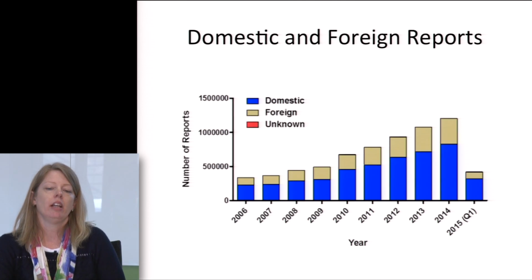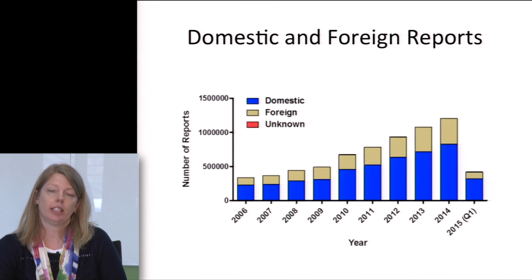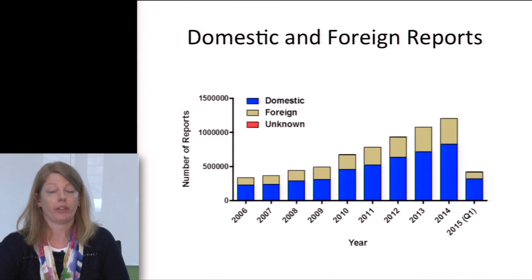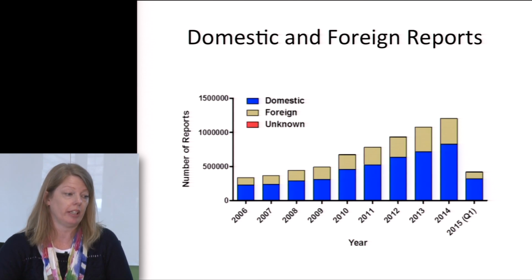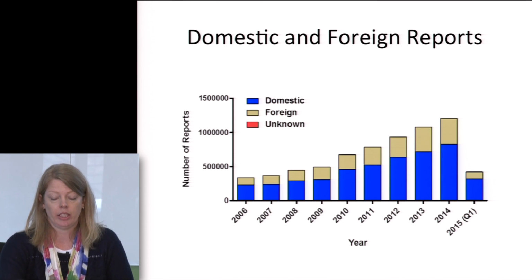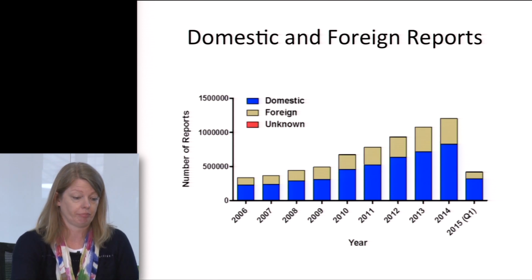The FAERS database does contain reports from other countries as well. So you can break it up by the number of reports within the United States versus the number of reports from other countries. As long as the drug is approved by the FDA, it takes information about adverse events regardless of where that particular drug was sold.